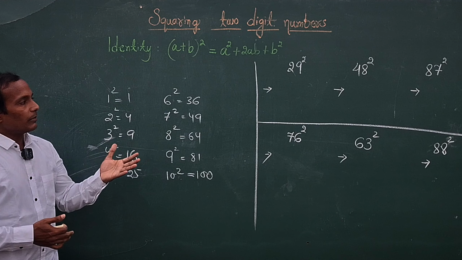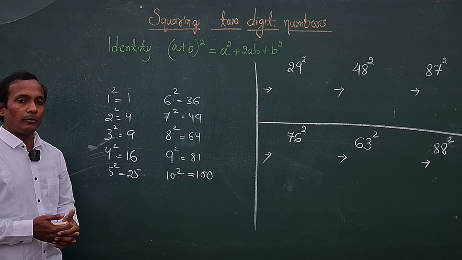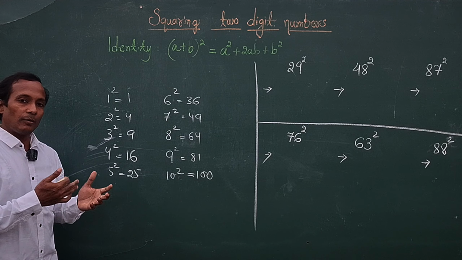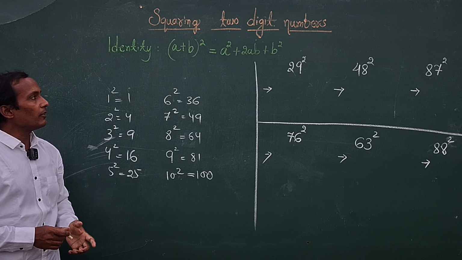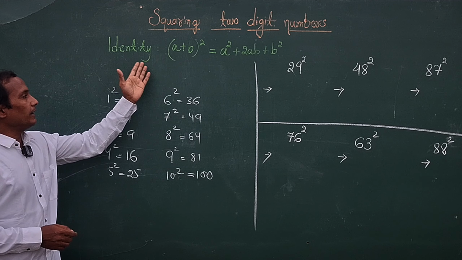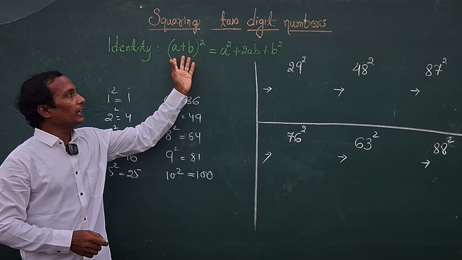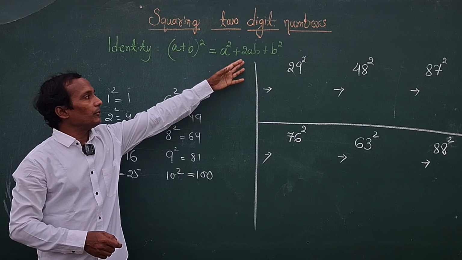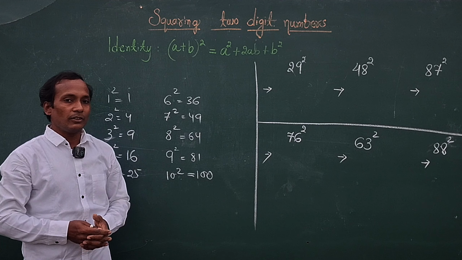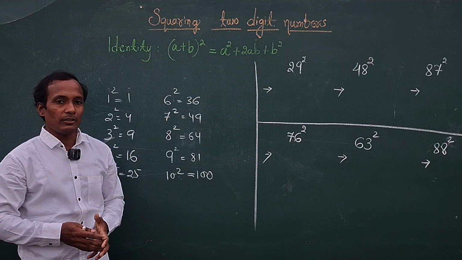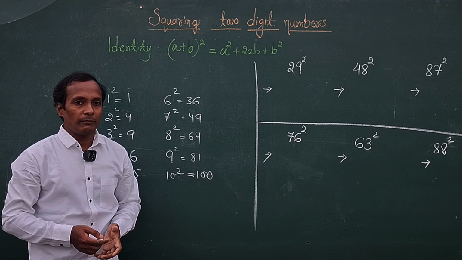We will be talking about how to find the square of some other two-digit numbers from 1 to 100. For that I will be utilizing the identity (a plus b) whole square. You know it: (a plus b) whole square is equal to a square plus 2ab plus b square. This is an algebraic identity. We will be using it to find the square of two-digit numbers. Okay, so let me explain.